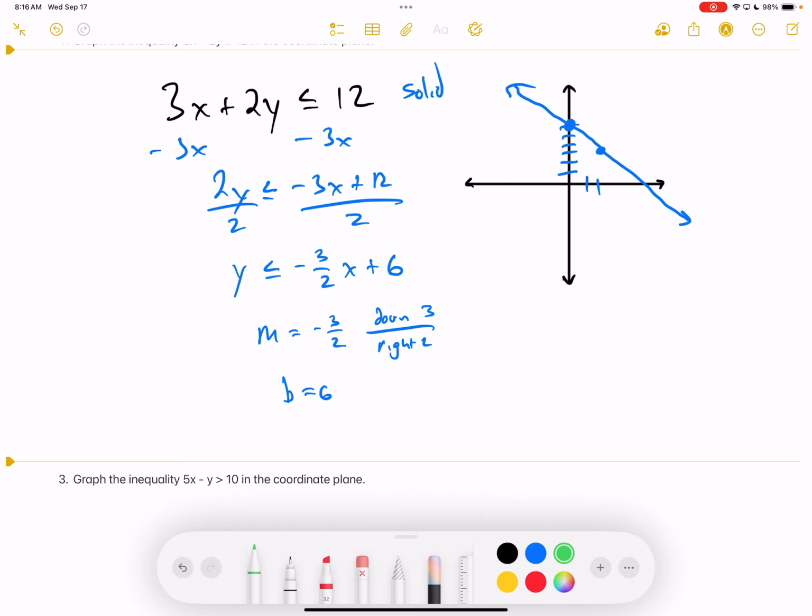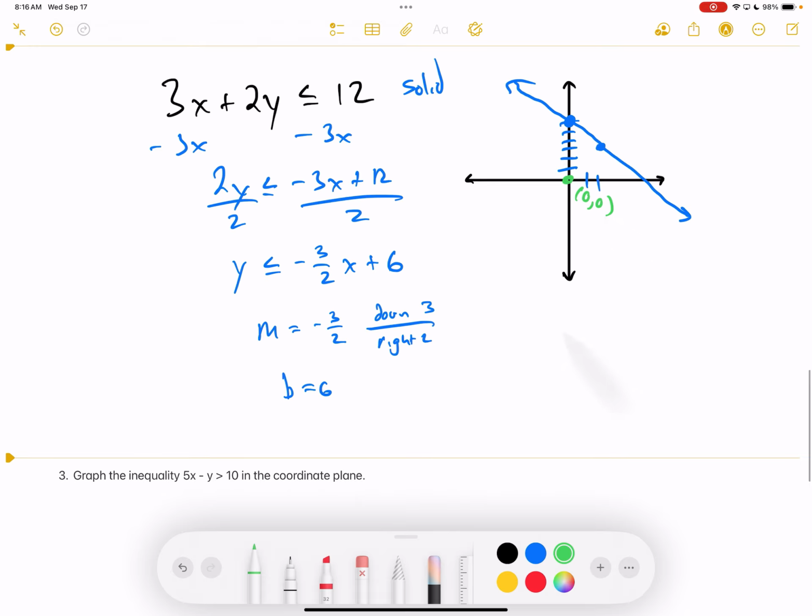All right, so again, let's pick a point to shade. 0, 0 is always easiest to use if you can. You just can't go through there. So plug that in. It's always easier on these to plug it into the original one, the top one, because then it's just 0 on the left side. So 0 is less than 12. That is true. So we are going to shade towards 0, 0.